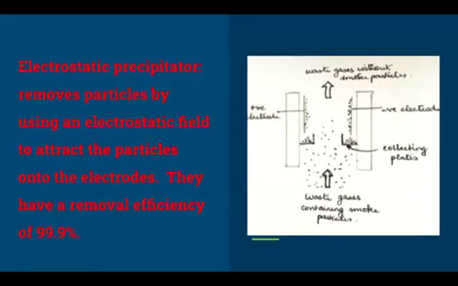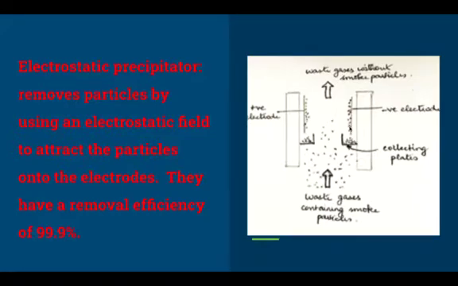Now next is electrostatic precipitator. In an electrostatic precipitator, the waste gas is allowed to pass through an electric field. When the gas passes through an electric field, what happens? The particles present inside the waste gas move fast, and when they move fast, they collide with each other and develop a static charge. And depending upon the charge, they will get attracted to oppositely charged electrodes, because here two electrodes are placed, a positive electrode and a negative electrode.